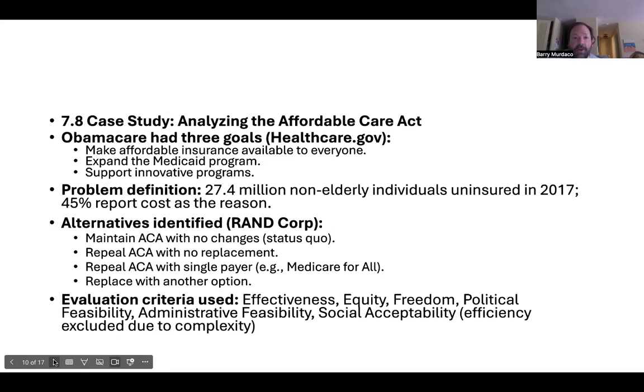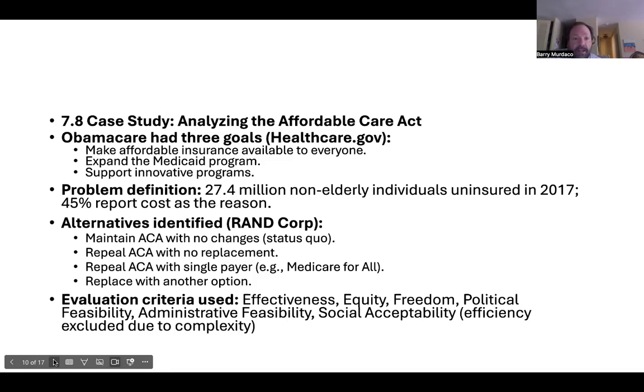Case study. Once again, going back to the Affordable Care Act, which they argue to be a failure. So they stipulate that Obamacare had 3 goals, according to healthcare.gov: make insurance affordable, make affordable insurance available to everyone, expand the Medicaid program, and then support innovative programs. And they basically argue that it failed at least for 2 out of the 3 goals. Support innovative programs is left kind of vague, and so they don't really examine it, which they argue is outside the scope of their analysis.